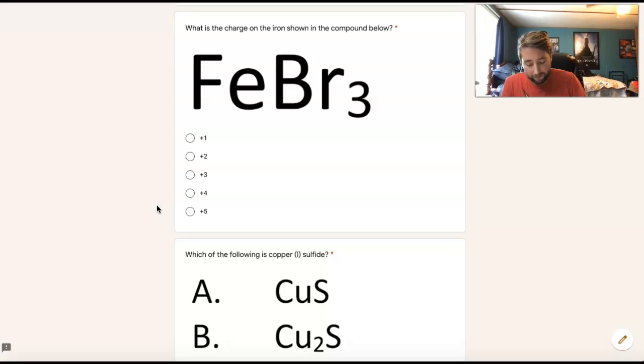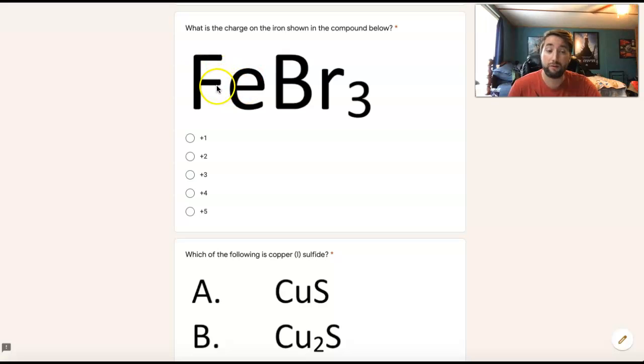All right, what is the charge on the iron shown in the compound below? So we've got FeBr3. All right, so I wrote it down here at the bottom of my sheet. All right, so if we look at this, there's understood to be a 1 here. All right, and before we move them, this 1 was above the Br as the charge of the Br, right? So the 3 here is going to be the charge of the Fe.